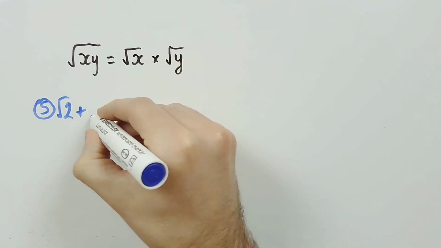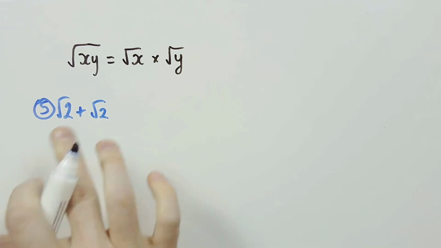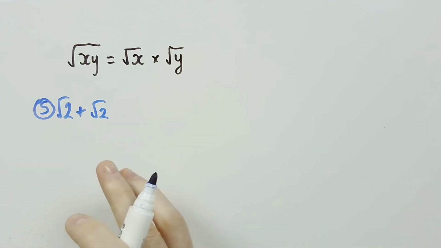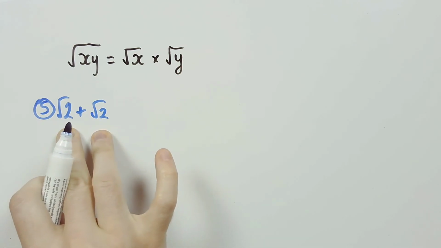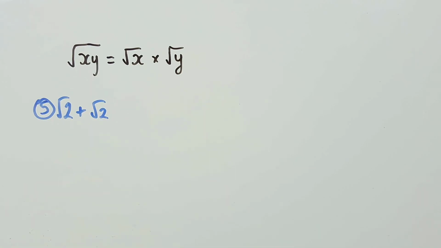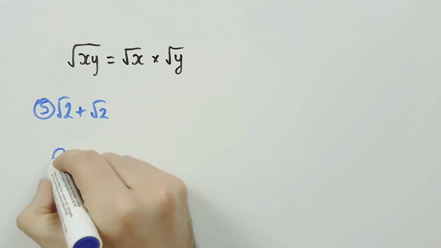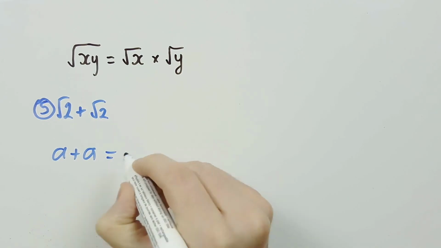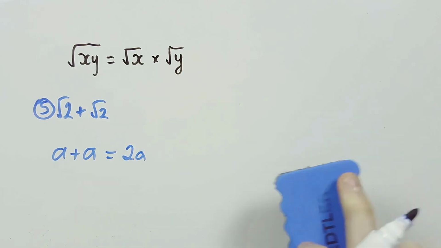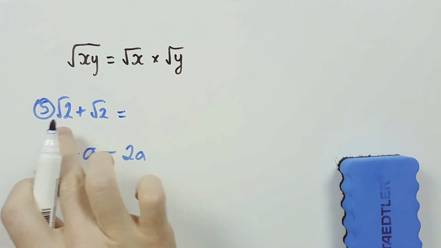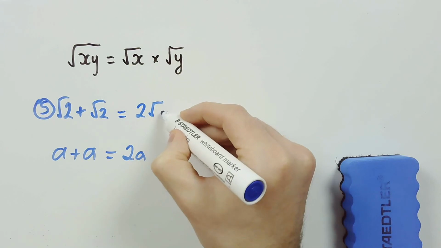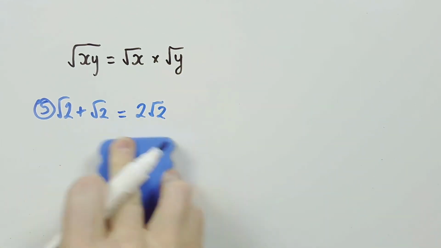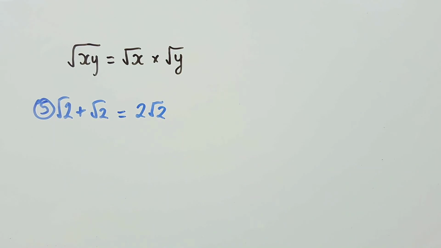Root 2 plus root 2. So this is just to make sure you recognize and remember that just as in combining algebraic components, when you add two components together, let's say you have a plus a, the result is 2a. We're doing the same thing here. So where basically root 2 is our variable, we're just left with 2 times root 2, or as we can express, 2 root 2.